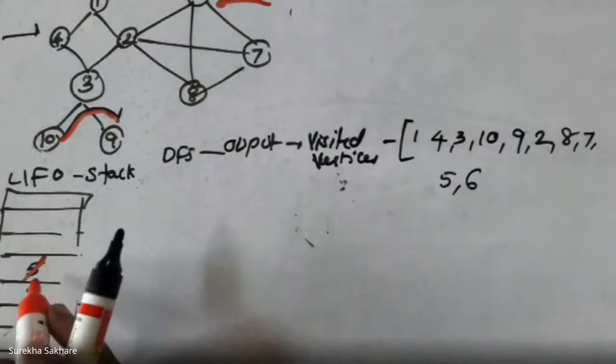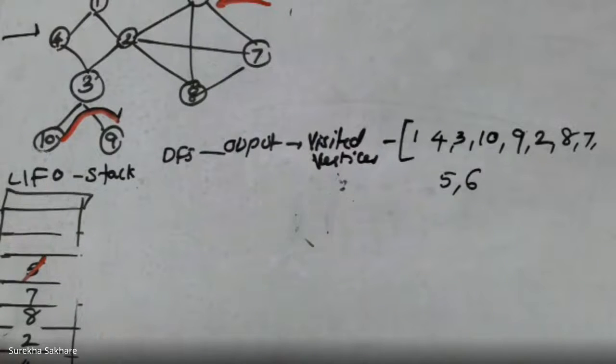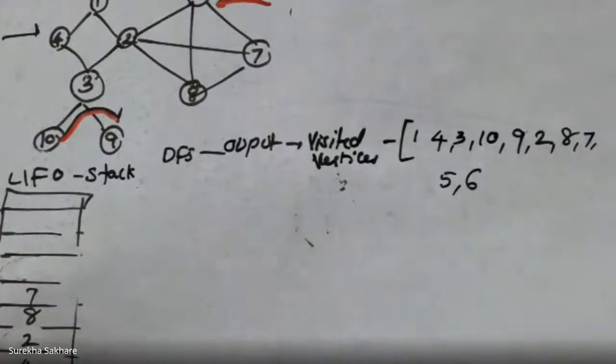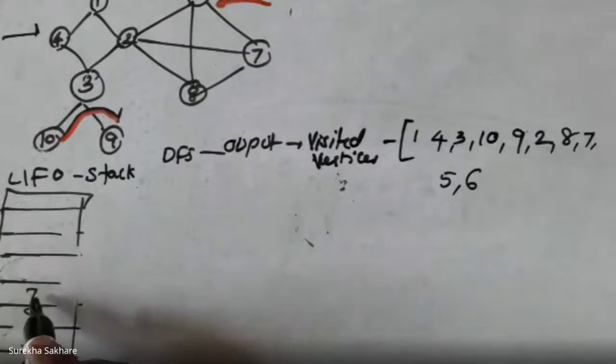After that, I'll come to 7. I've removed this from 5. Now after that, the 7 has to be explored. And see, the 7 has nothing to be explored.